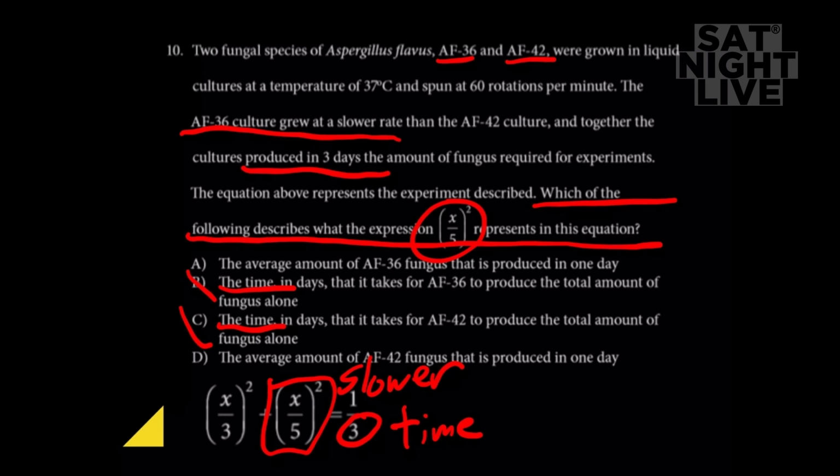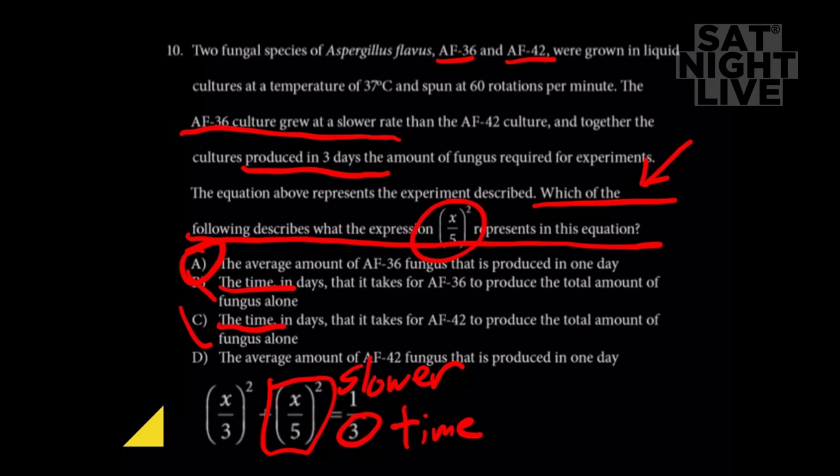And if I go back in, it's AF36 that grows at a slower rate. Therefore, my answer is A. You might not have all of these markings on your problem, but you definitely can get value from underlining your actual question task, which was here, from labeling your expression, and from eliminating the answers that don't work because of a very particular word or phrase.